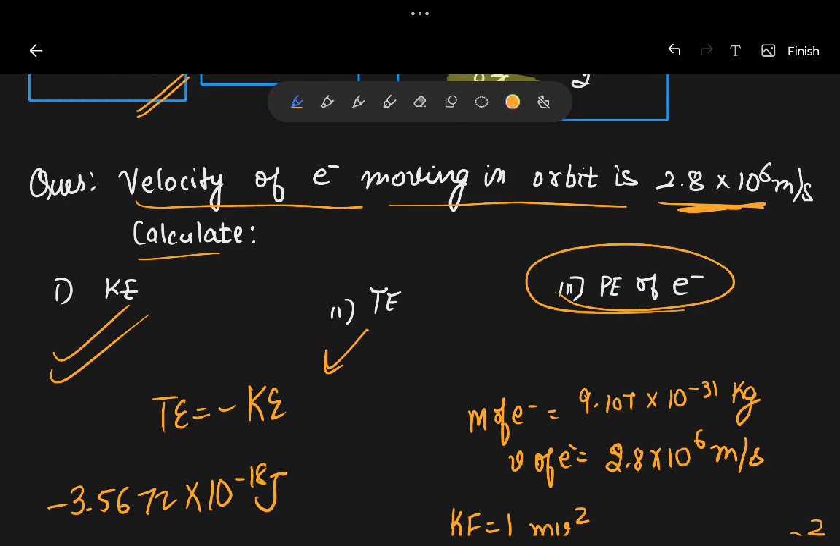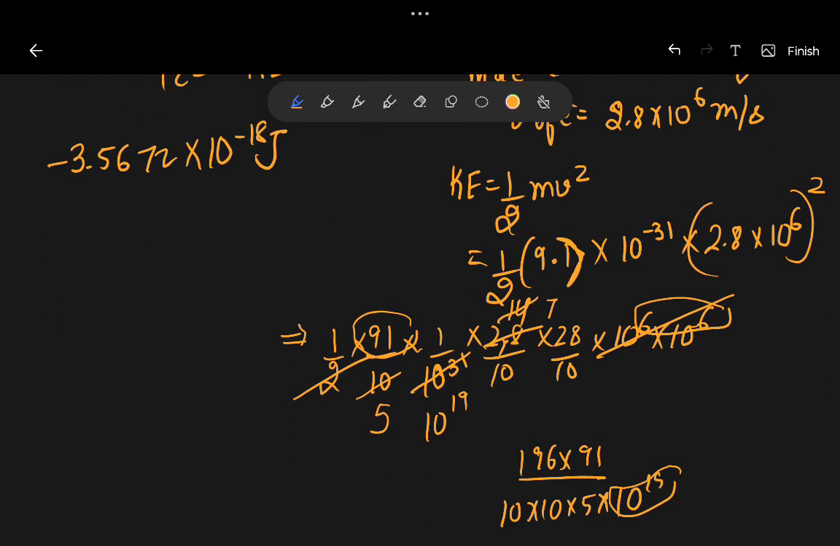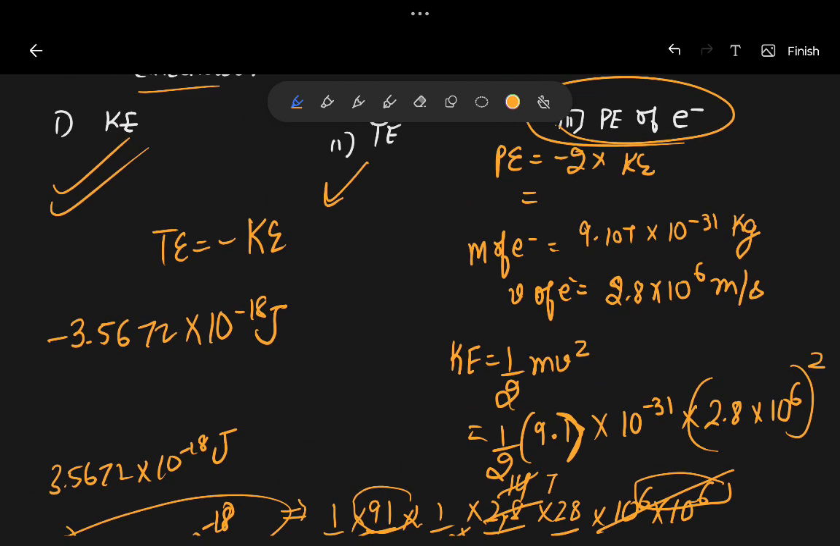Now for potential energy, it's just negative 2 into kinetic energy. So just multiply it with negative 2. Let's try to do it. So 3.5672 into 10 to the power minus 18 joule. Let's multiply it with 2. So it would be minus 7.1344 into 10 to the power minus 18. Okay, so this is the answer for potential energy.